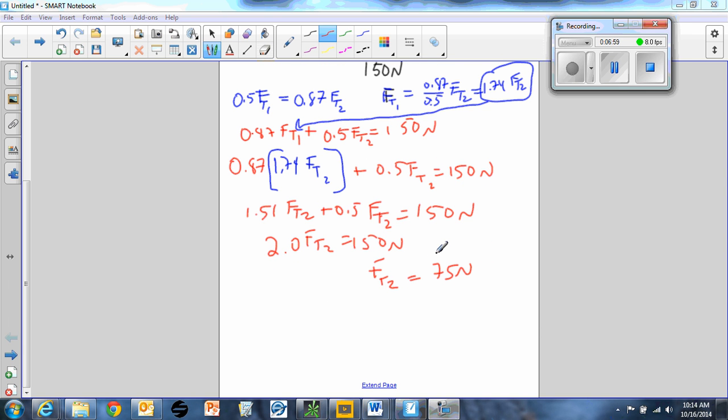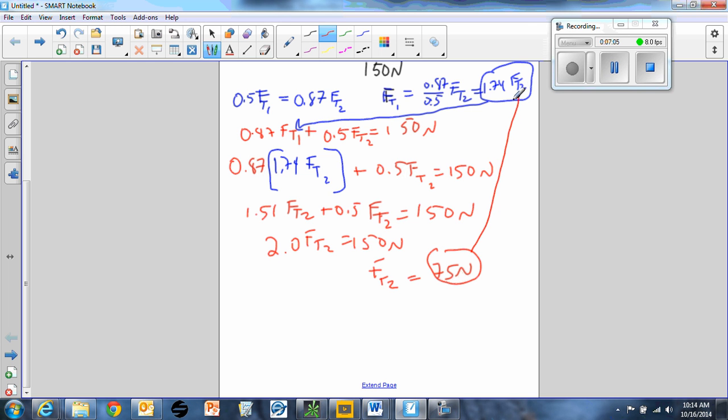And then once I get this answer, all I'm going to do is take this answer and substitute it back up into the blue equation, because I have FT1 equals 1.74 times FT2, so 1.74 times 75 gives me 130, or 131. So FT1 equals 1.74 times FT2, which is 131 newtons. Our answers will be slightly different from the back because we've used 10 meters per second squared instead of 9.8.